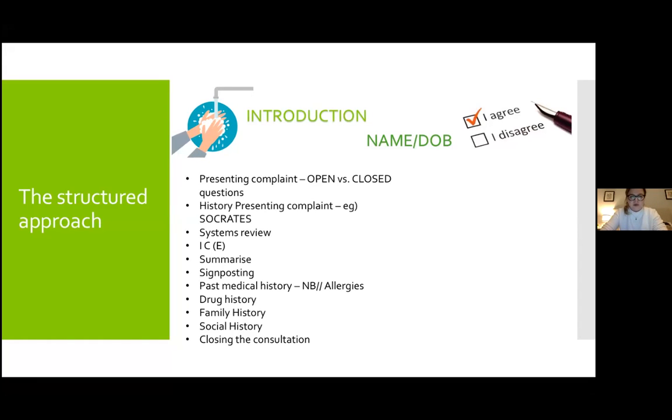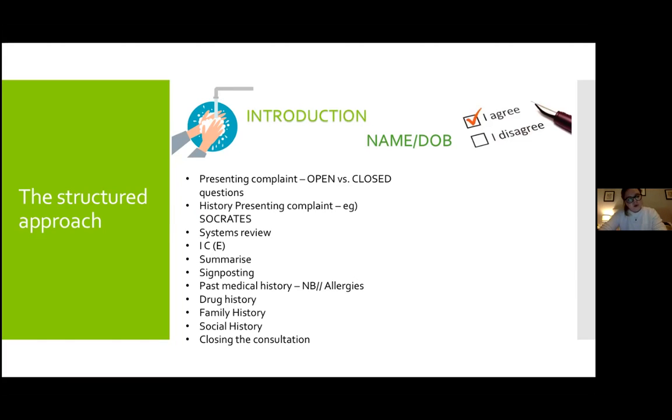Then we obviously move on to the history of presenting complaint. In cardiovascular history, a really good way of going through that to make sure you're asking the right questions is SOCRATES, which I know you all know. So obviously it's site, onset, character, radiation, associated symptoms, timing, exacerbating and relieving factors, and severity. You might think that SOCRATES is just good for chest pain, but as I'll go into in a bit more detail later, it's actually good at triggering certain questions for other presenting complaints.